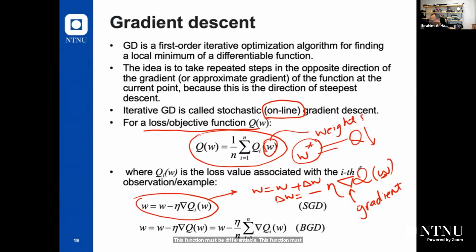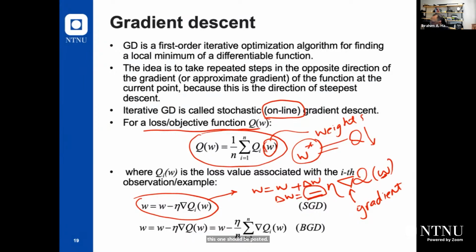And the idea here is to take repeated steps in the opposite direction, and therefore we have a negative sign here, because we are moving in the negative direction of the gradient. You are moving in the opposite direction of the gradient because you want to go down. In fact, you want to minimize. If you want to maximize, this one should be positive.